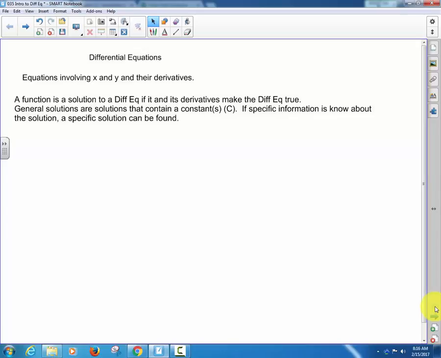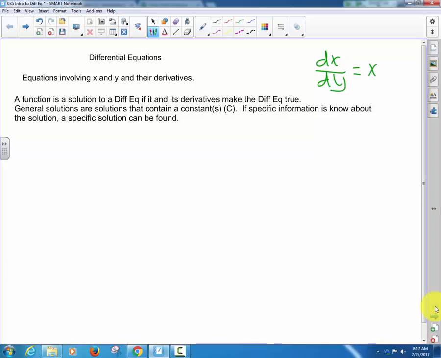Now, differential equations are going to be very similar to what we've already been doing with integration. It's not exactly the same because they can get far more complex. But really, a differential equation is any equation that has the variables and their derivatives in it. A simple differential equation, you've already seen stuff like this: dy/dx equals x. That's a differential equation. That's about as simple as it can get.